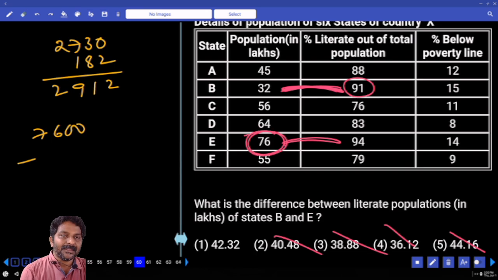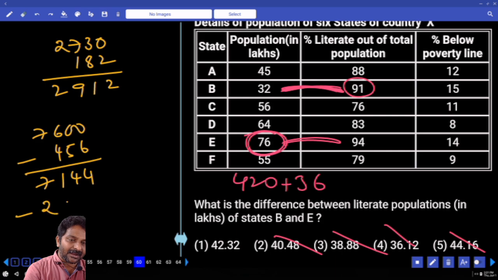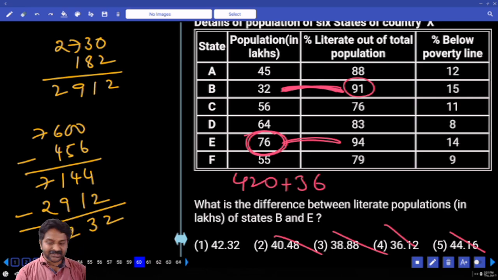Is that okay? 70 into 6, 420. 6 into 6, 36. Both together, 456. So 7,144. From this we need to subtract 2912. The answer is 4232, where the option here is 40. First option.